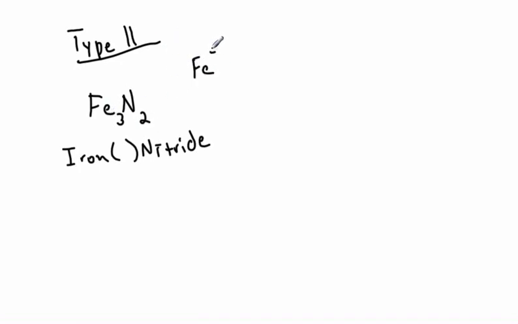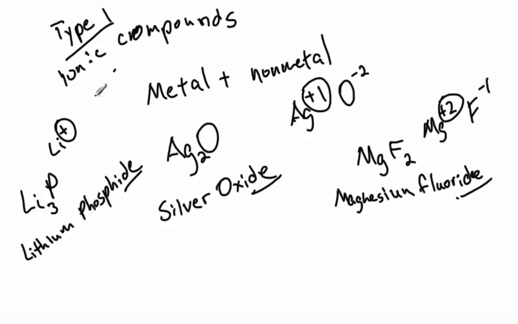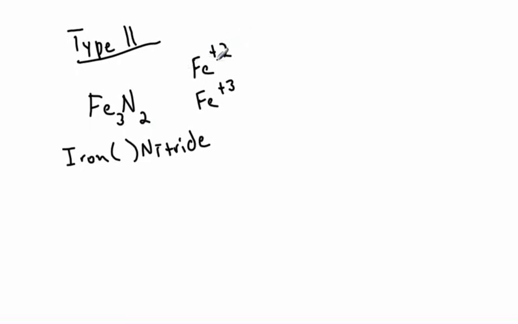Iron, if you look on your ion sheet, can be Fe plus 2 or it can be Fe plus 3, so it's different. Back here with the type 1, lithium was always plus 1, silver is always plus 1, magnesium is always plus 2, but iron, hey, he can be plus 2 or he can be plus 3, and so we have to look at our formula here to come up with what it actually is. Nitrogen, nitride I should say, is always -3. So to balance out, we say we have 3 irons to every 2 nitrogen. So we can just crisscross the subscripts back to what the charges are.